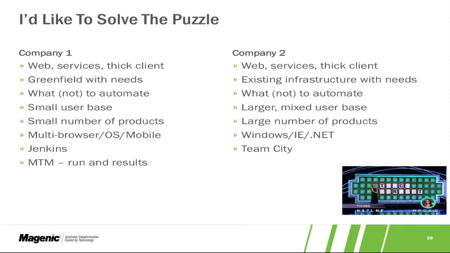Doing the compare and contrast on the environment aspect. So company one, we had web, we had services, we had a thick client, but I went in, it was greenfield. We had no automation, but we had a product. So there were needs, there were things that they wanted to automate, and we spent a lot of time talking about what to automate and also what not to automate.